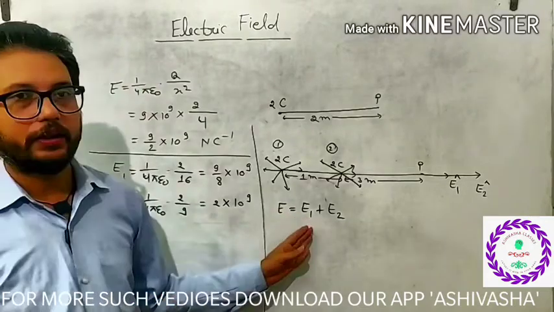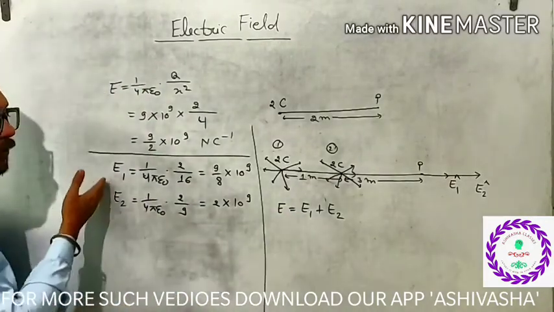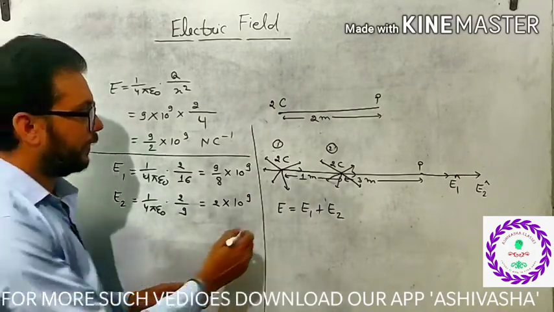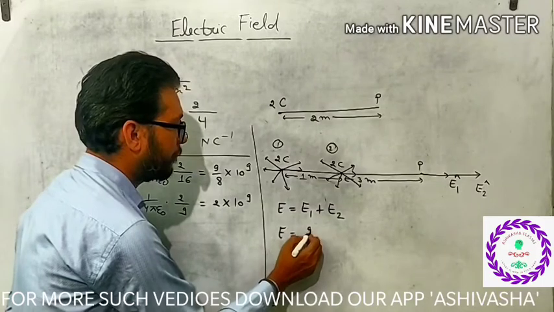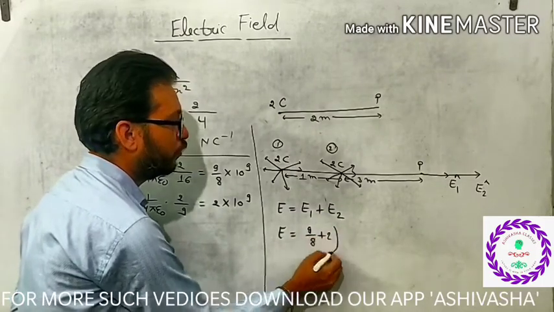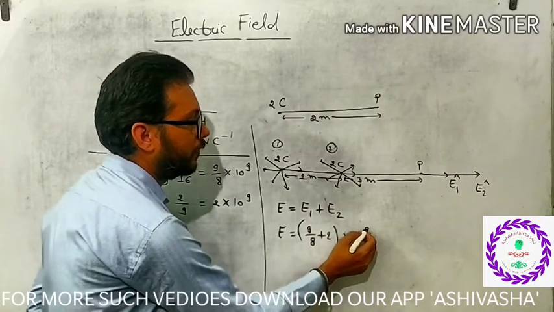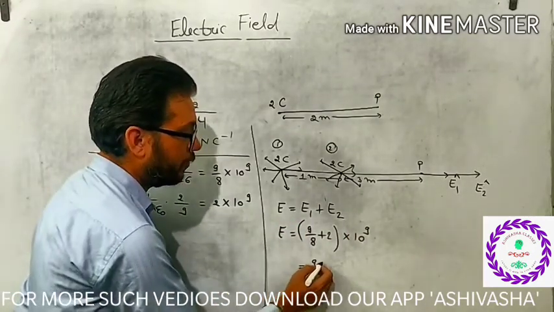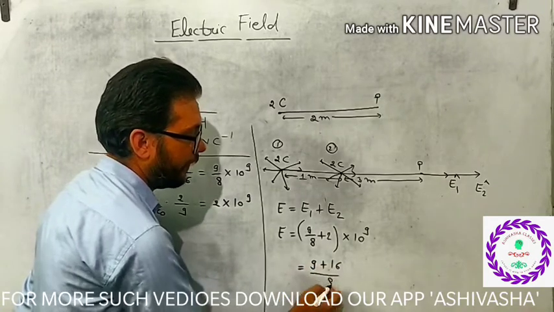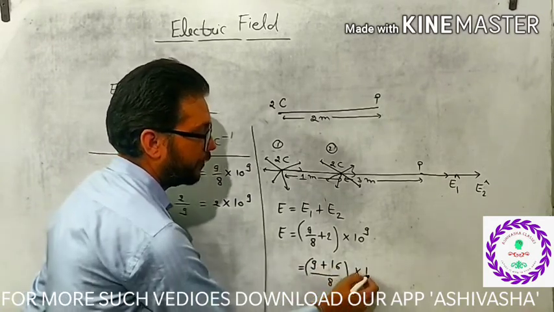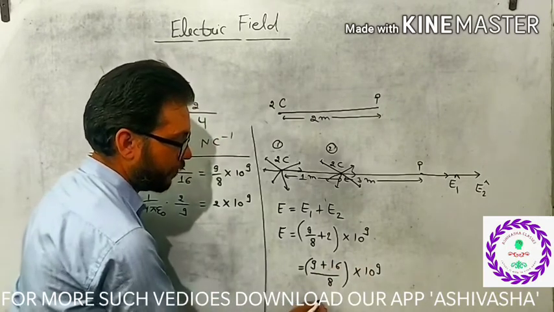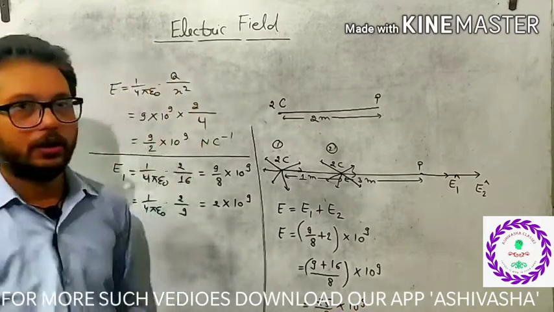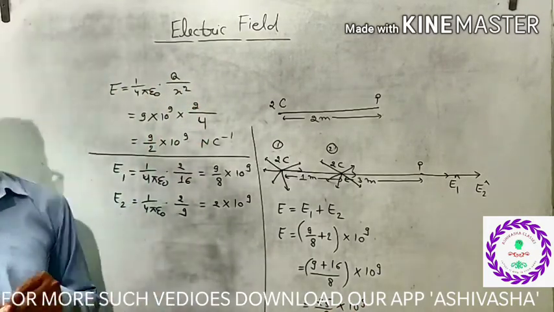Now we put the value of E1 and E2. So what is E1 and E2? We can see here 10 to the power 9 is common. So net electric field will be 9 by 8 plus 2 times 10 to the power 9. So it can be written as 9 plus 16 divided by 8 times 10 to the power 9. So it will be 25 upon 8 into 10 to the power 9. This will be the final answer.